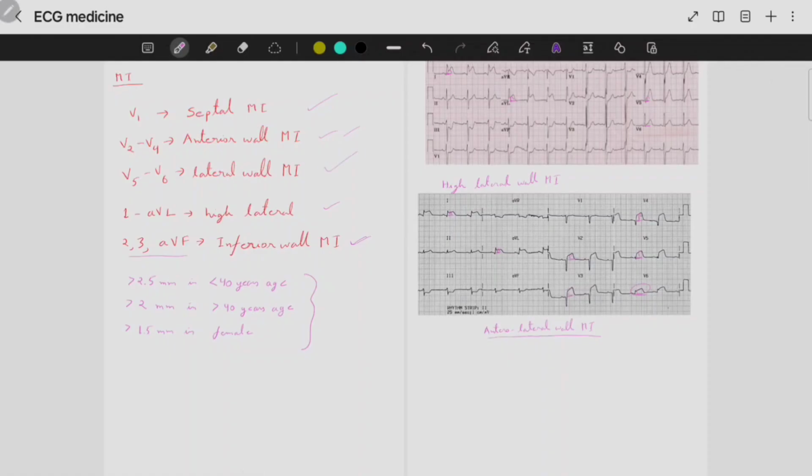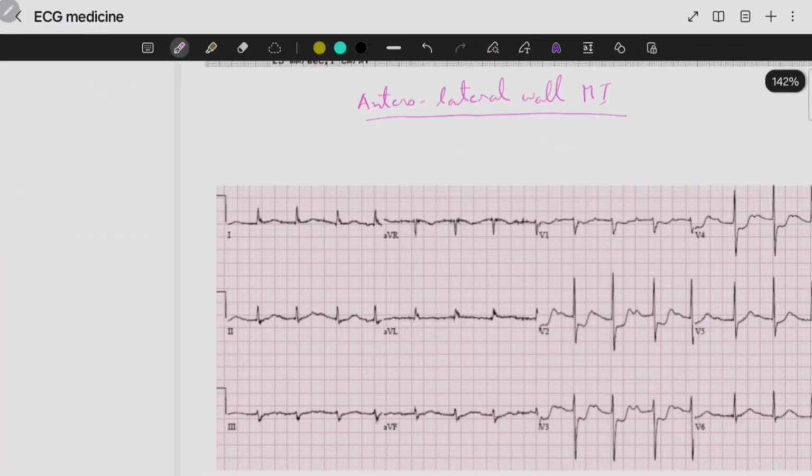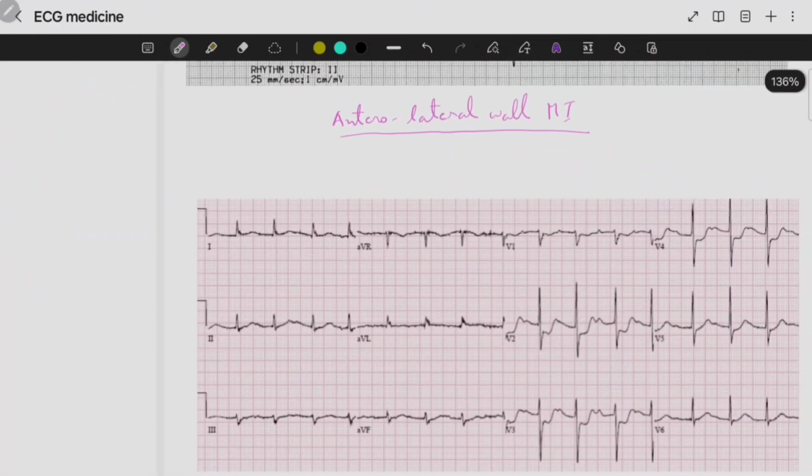Let's see how posterior wall MI is presented in the ECG. See this ECG. Here V1 is depressed, V2 is also depressed, V3 is also depressed, V4 is also depressed, V5 is also depressed, but V6 is not so much depressed.